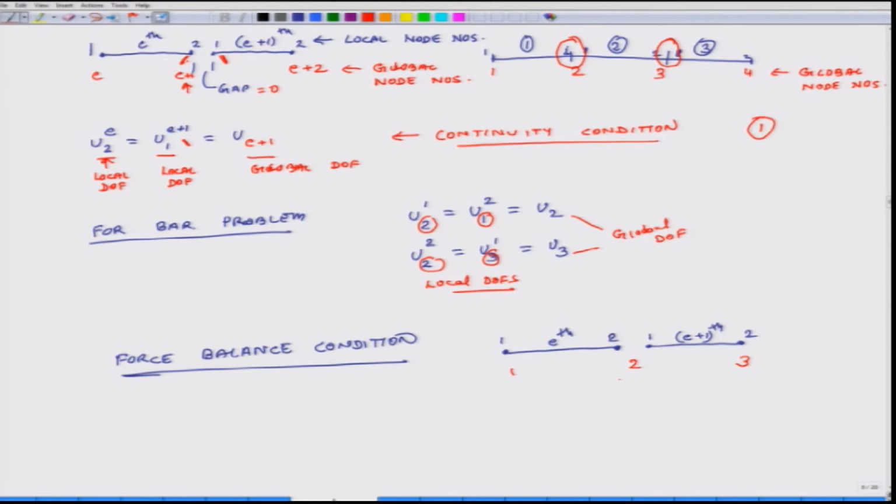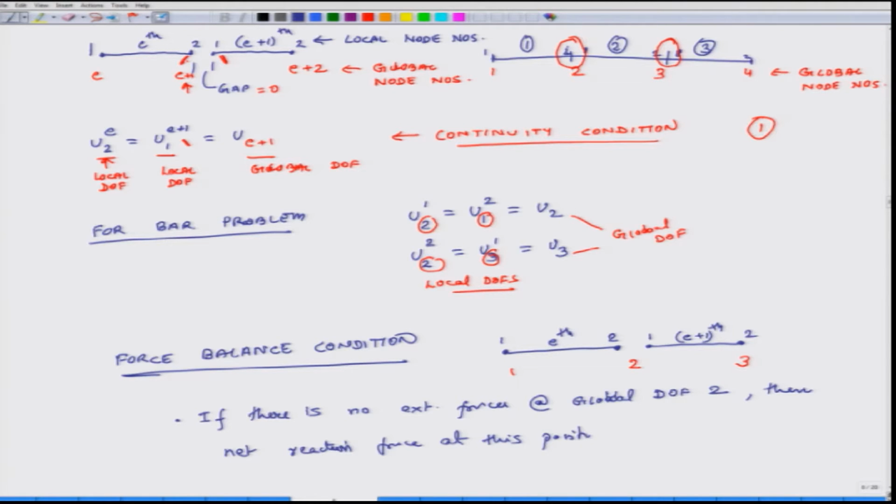Then what does this mean? It means that if there is no external force at global DOF 2, or at global node 2, then the net reaction force at this position will be 0.